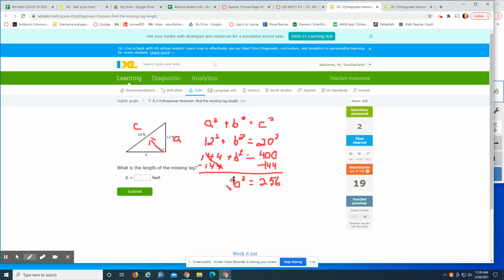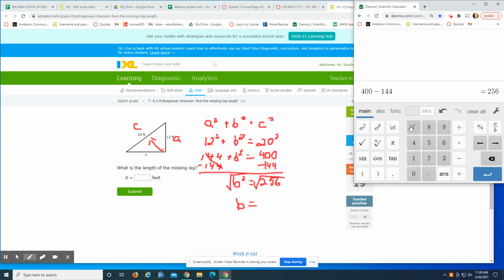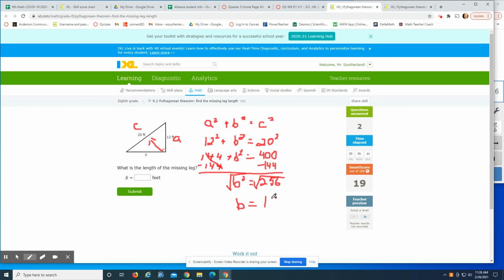Then we want to find the square root of both sides. The square root of B squared is simply B. And then the square root of 256, we can use a calculator, and we can see that it is 16. And so then I would type in 16 here.